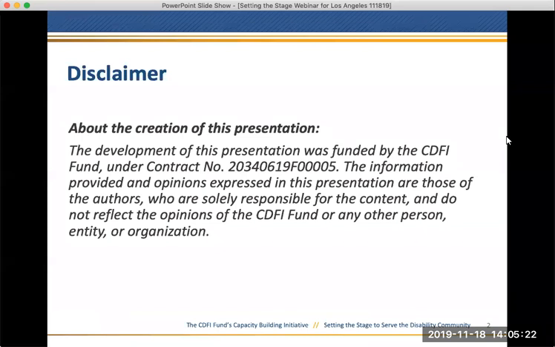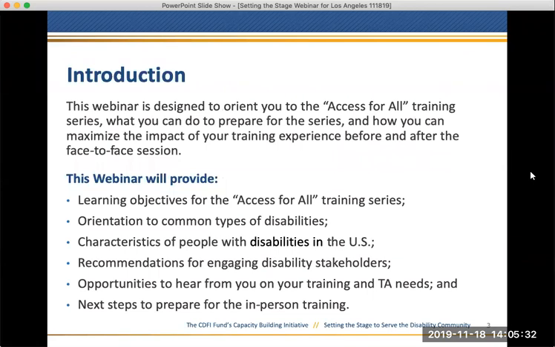And followed by an overview of the population characteristics of people with disabilities in the United States. You can proceed past the disclaimer. Right here is good. Thank you to Brittany.